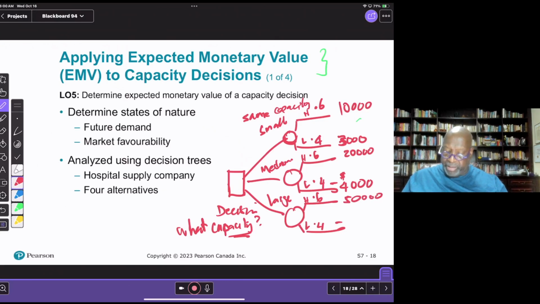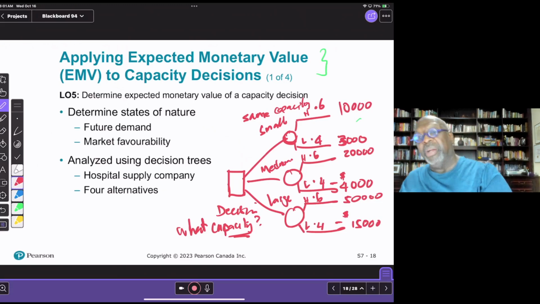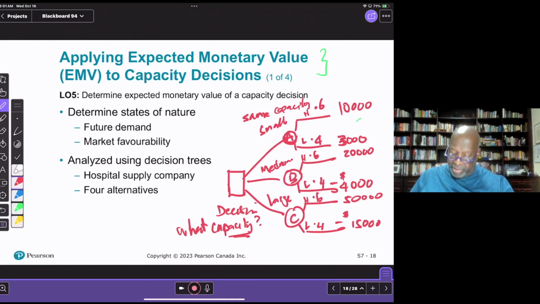But then there's a loss of $15,000 if the demand is low. So now we're trying to determine what we do in this situation. The one that has the best expected monetary value is what we will actually choose. So do we choose, let's call this one A or small, B or medium, C or large? At this point, we want to determine the EMV, the best expected monetary value of our decision.